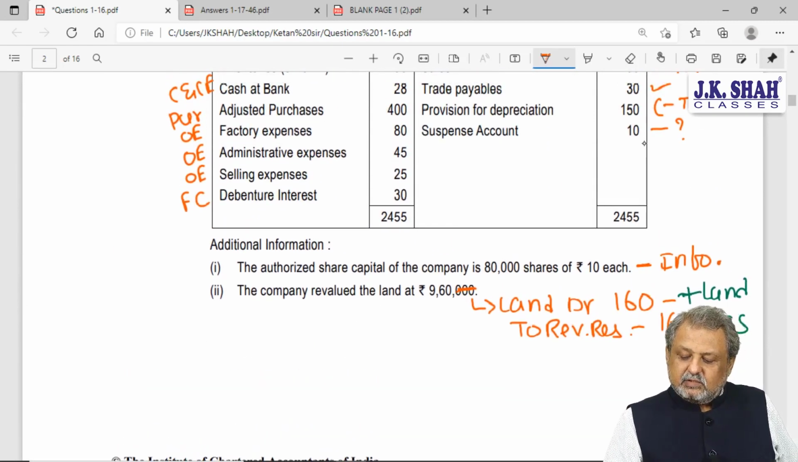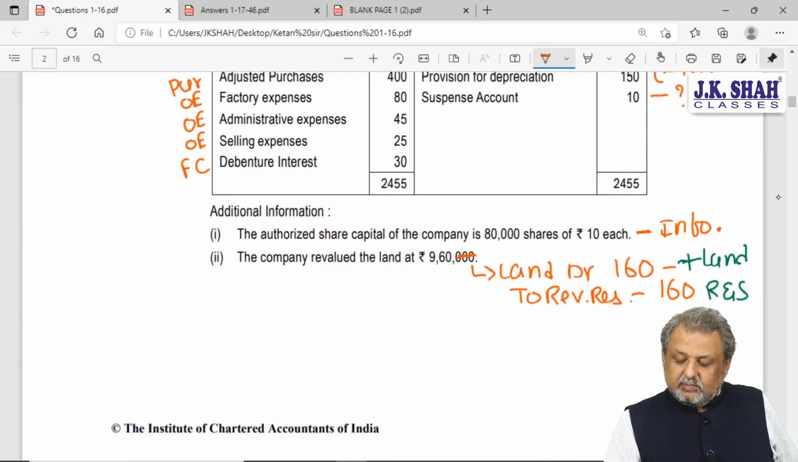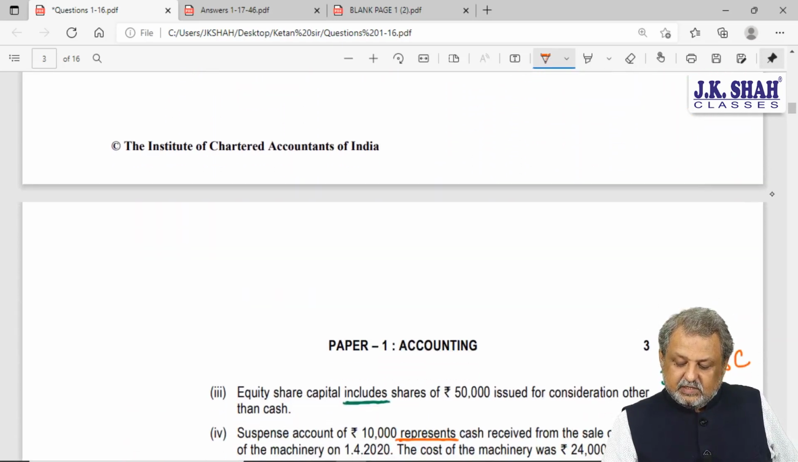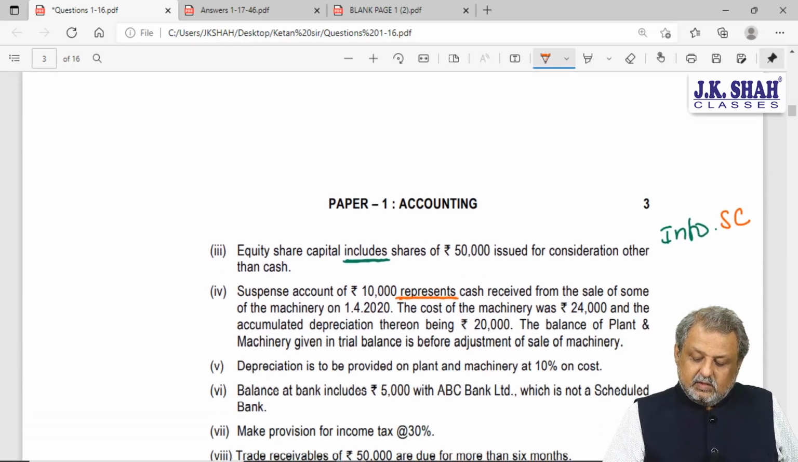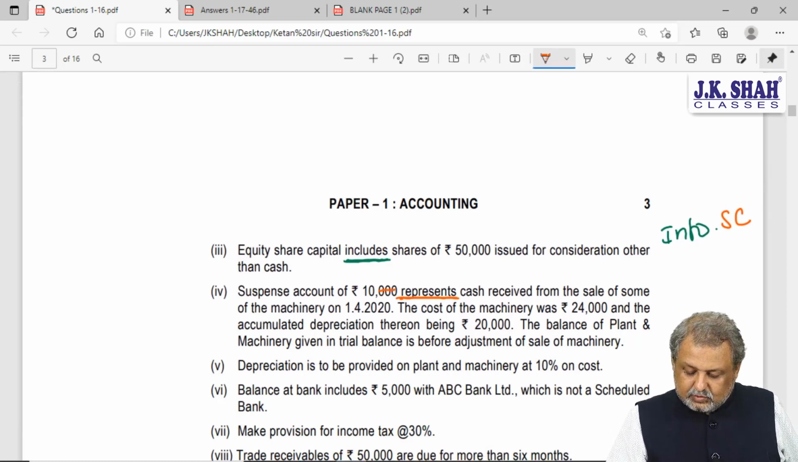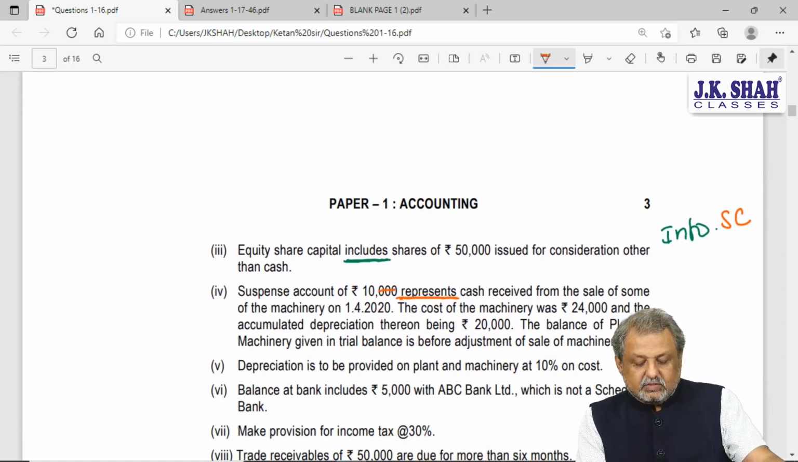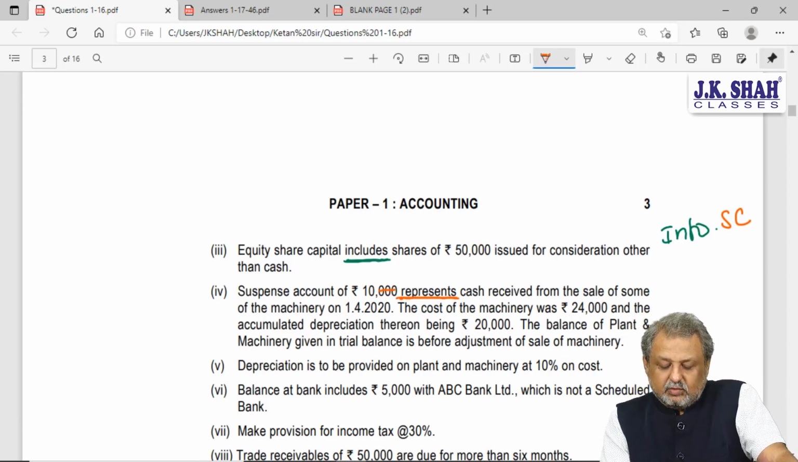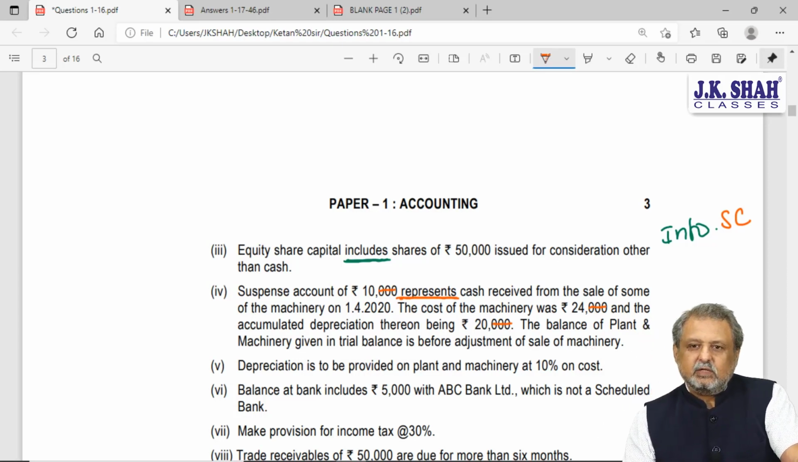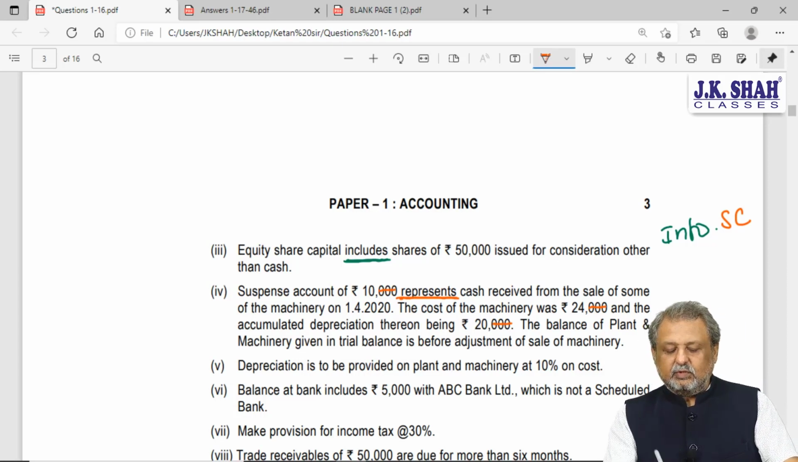Suspense given in trial balance is 10,000. What does this represent? I will cut 3 zeros, so 10. Cash received from sale of machinery on 1st April 2020. Cost of the machinery was 24,000 and the accumulated depreciation thereon being 20,000. The balance of plant and machinery given in trial balance is before adjustment of sale of machinery. Obviously, you have to give effect to this particular thing.